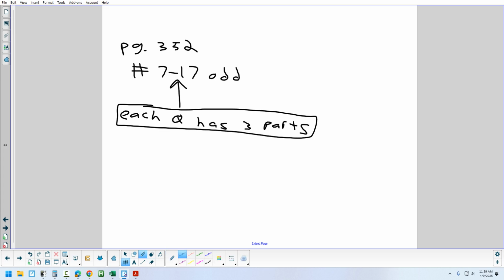So on page 352, 7 to 17 odds. Each question has 3 parts. The first part is, I think, find the dot product. The second part is find the angle. And then the third part is, are they parallel, perpendicular, or neither? So that's from the dot product. And then the stuff we covered right before that was 56. So it's 7 through 17 odd, and then those 5 questions at the bottom.